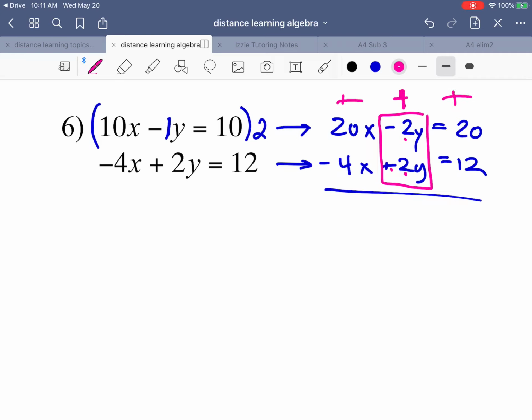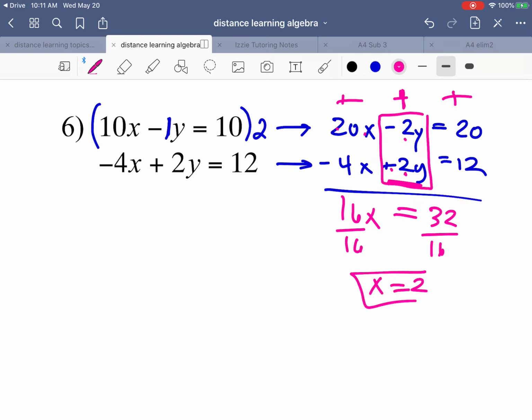So I'm going to add everything straight down. 20 plus a negative 4 is 16x. These cancel. Just take a second and make sure: negative 2 plus a positive 2 cancels. 20 plus 12 is 32. If I divide by 16, I get x equals 2. I like that.